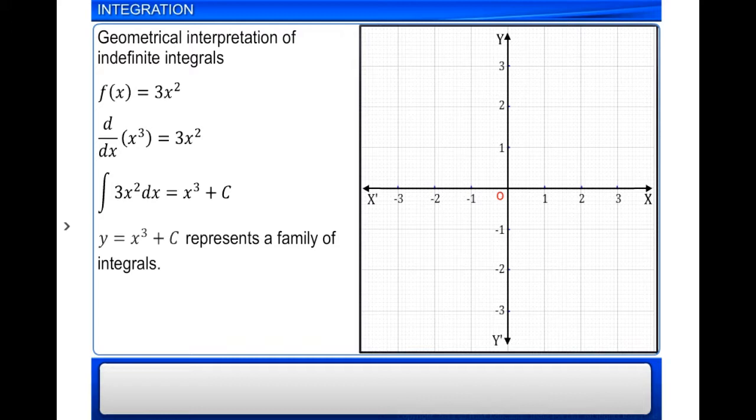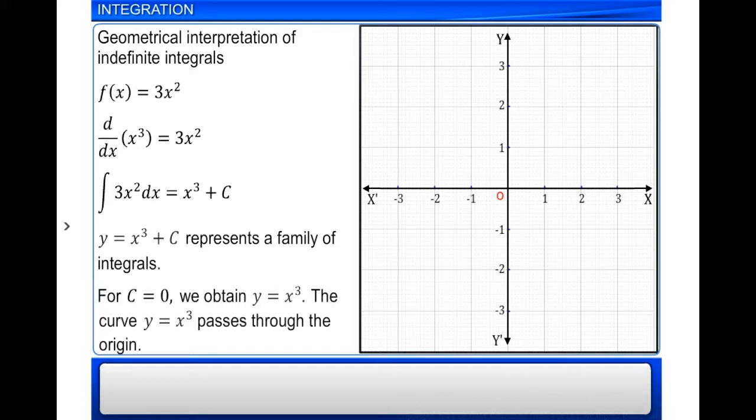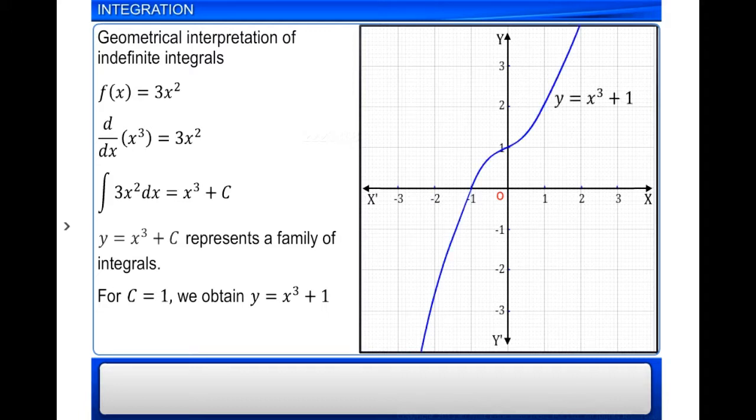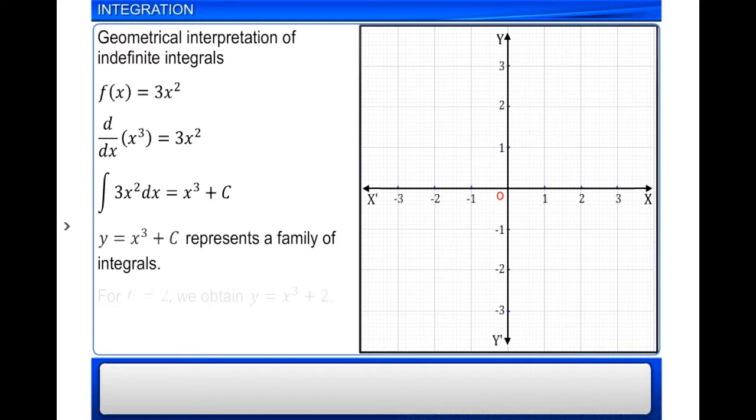Let's now see how the curve of y is equal to x cube plus c looks for different values of c. For c is equal to 0, we get y is equal to x cube. The curve is as shown and passes through the origin. For c is equal to 1, we have y is equal to x cube plus 1. The curve is obtained by moving the graph of y is equal to x cube 1 unit along the y-axis in the positive direction. For c is equal to 2, we have y is equal to x cube plus 2. The graph is as shown here.